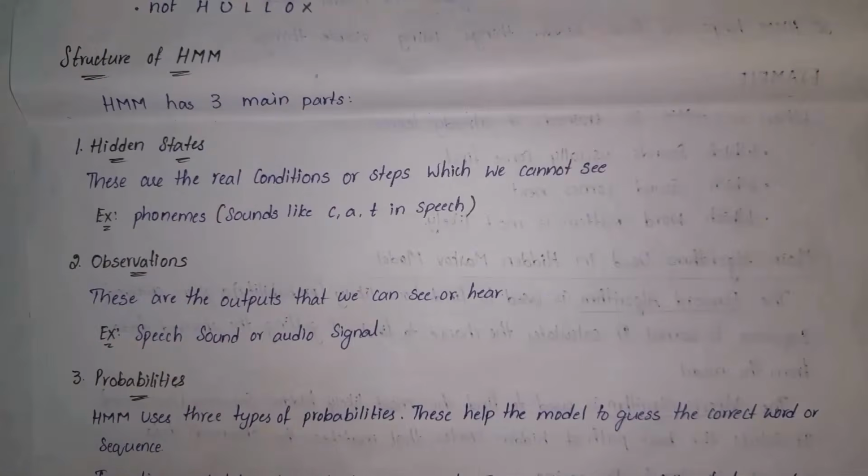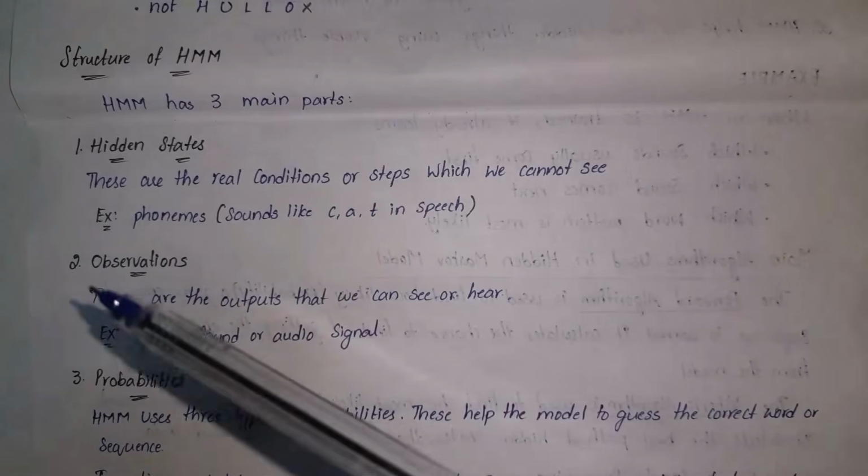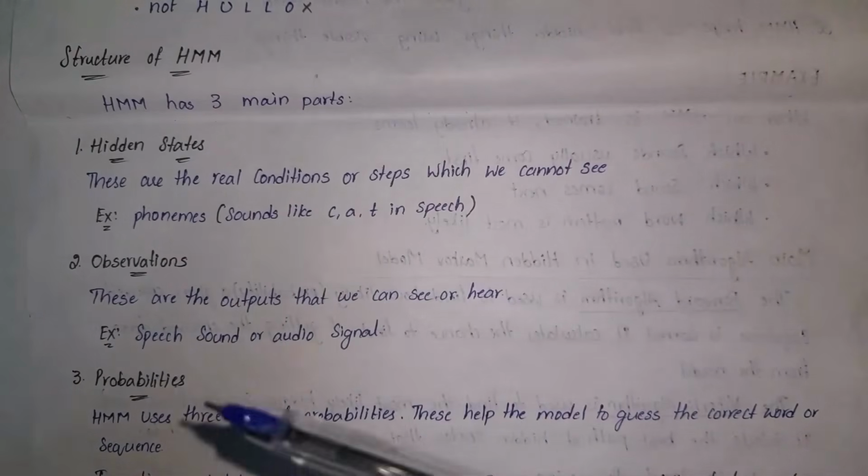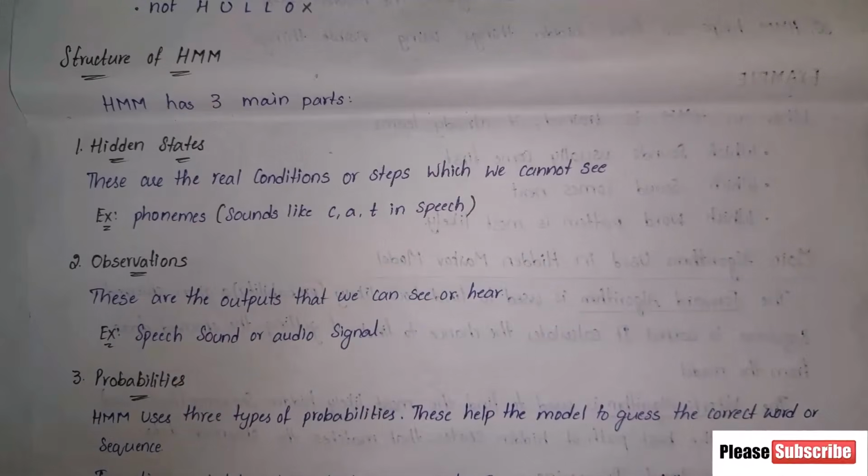Hidden Markov model contains 3 parts. They are hidden states, that are nothing but phonemes. For example, whenever I say cat, C-A-T, these 3 are phonemes. Based on each phoneme, probability is calculated. And the next one is observation. That is nothing but the output, which is understood by the computer. We call it observation.